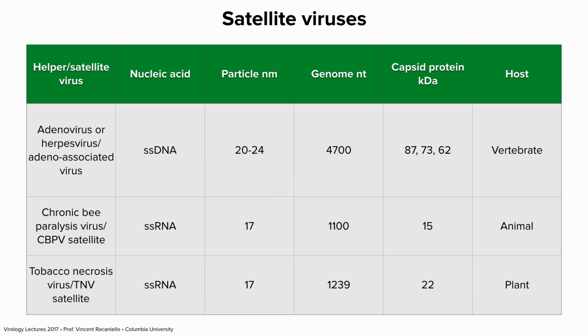So here are some examples of satellite viruses of 3 different hosts. We have vertebrate satellite virus, adeno-associated virus, which I've just told you about, which needs a helper of adeno, or herpes. Herpes virus can also serve as a helper for adeno-associated virus, which make their own particles and encode their own capsid proteins. Then we have some other animal satellite virus. So the helper is chronic B paralysis virus, and the satellite is simply called chronic B paralysis virus satellite. This is an RNA virus that encodes a capsid protein. And then we have a plant one. Tobacco necrosis virus is the helper, and the satellite is called tobacco necrosis virus satellite. So again, the presence of the satellite makes a different disease for these, the bee and the plant virus, if you will.